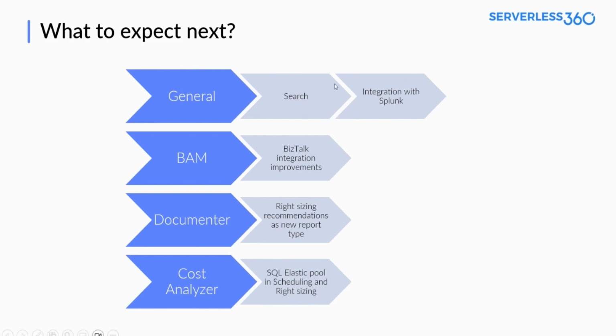So to talk about BizTalk integration improvements in BAM, Serverless360 provided support for tracking messages in BizTalk pipelines a few months back. The next release will have a few more improvements supporting it. Then we have the right sizing recommendations as a new report type within Azure Documenter, where reports generated using Azure Documenter can be incorporated with details about right sizing the Azure resources, where the recommendation will also be derived based on the usage of these Azure resources.